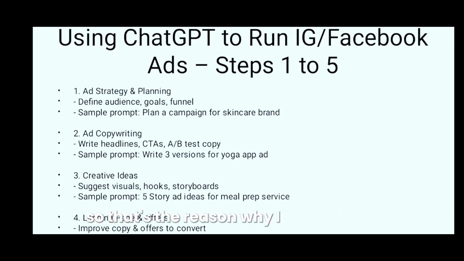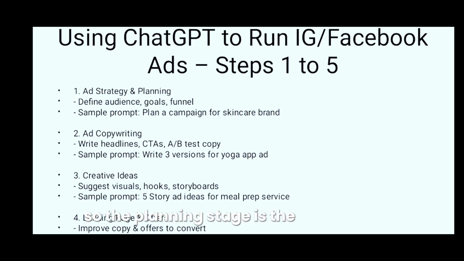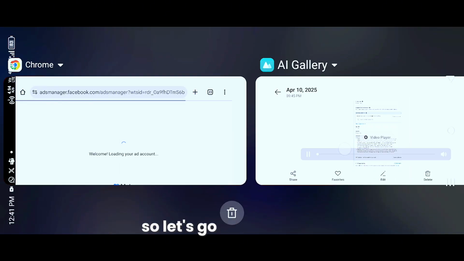That's the reason why I want you to pay attention to the sample prompt here. This sample prompt says, plan a campaign for a skincare brand. This is the prompt that I'm going to use in ChatGPT. The planning stage is the first stage of advertising. So without wasting time, we're going to go into ChatGPT and take it one step at a time.